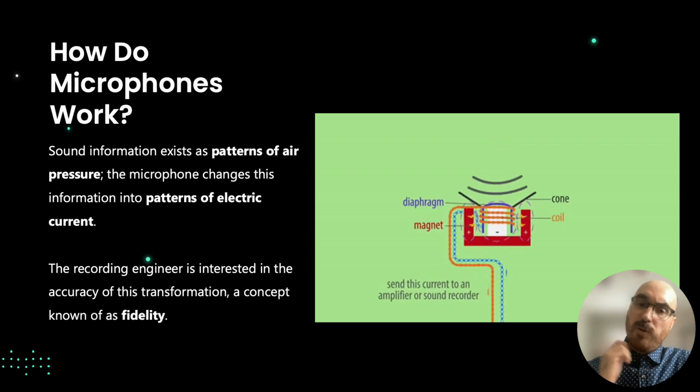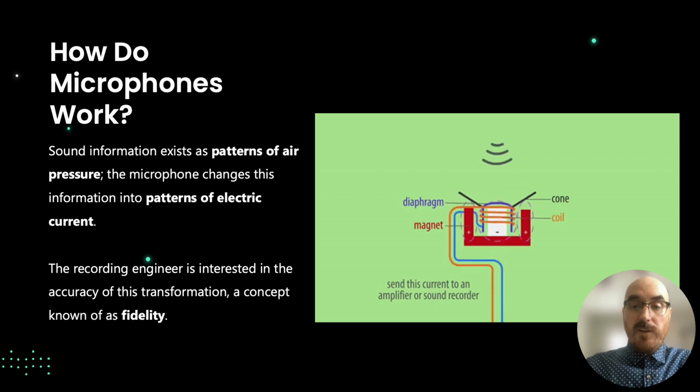So, a quick review on how microphones work, right? Sound information exists as patterns of air pressure. The microphone changes this information into patterns of electric current. The recording engineer is interested in the accuracy of this information, a concept known as fidelity, right?